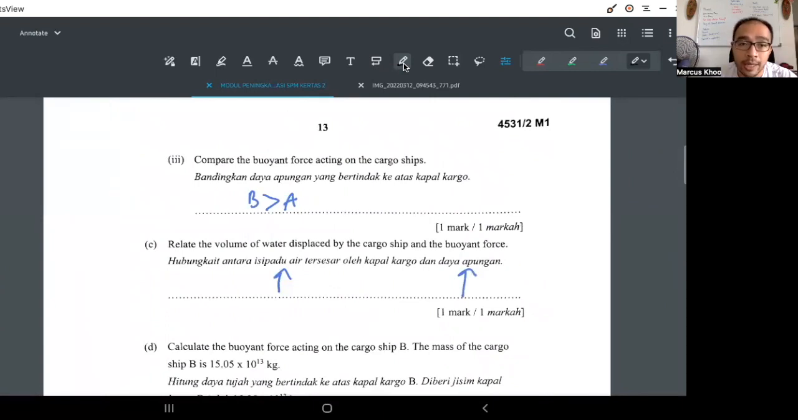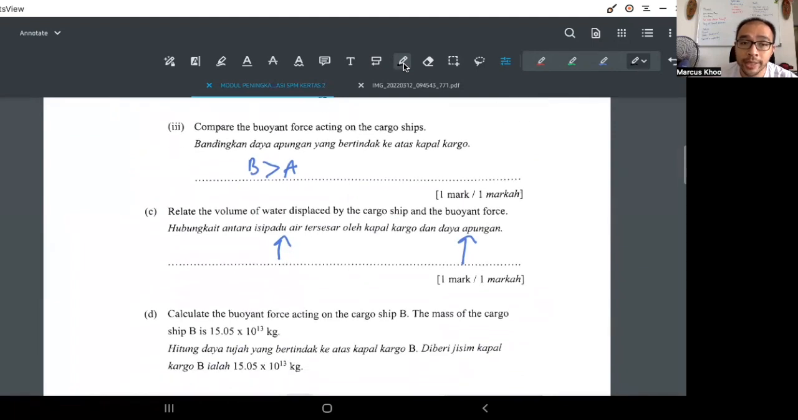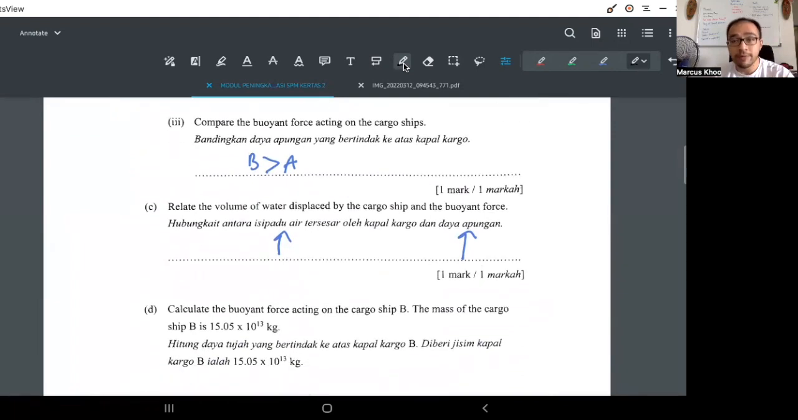Okay, and then relate the volume of water and the buoyant force. The bigger the volume of water, the bigger the buoyant force. Remember that this one must come first and then this one at the back. Jangan terbalikkan. The bigger the buoyant force, the bigger the volume of water. Tak boleh. It is you push the water aside, baru ada buoyant force.